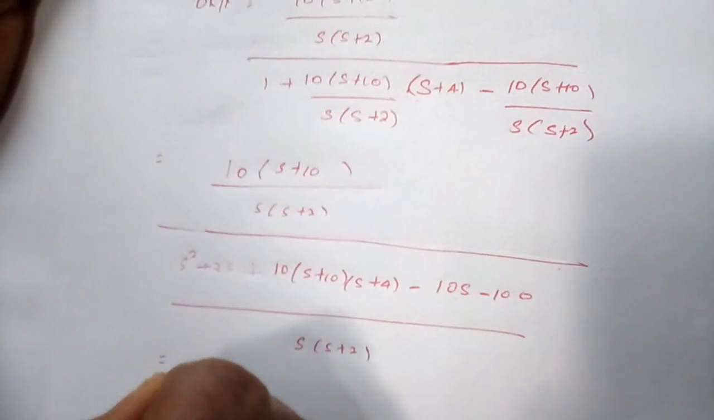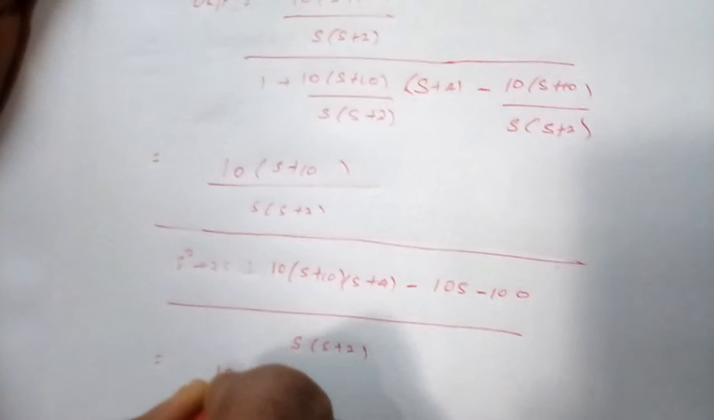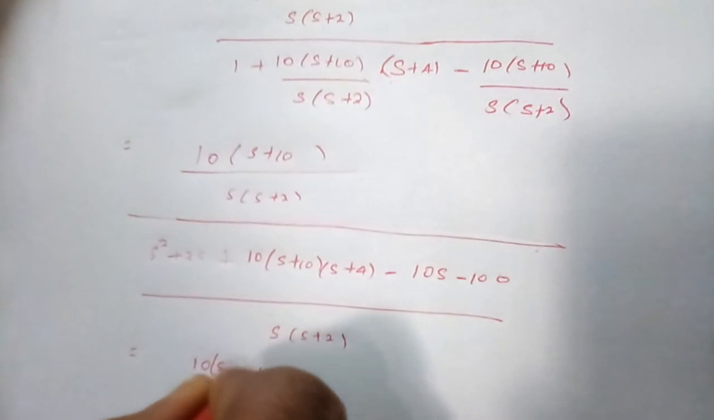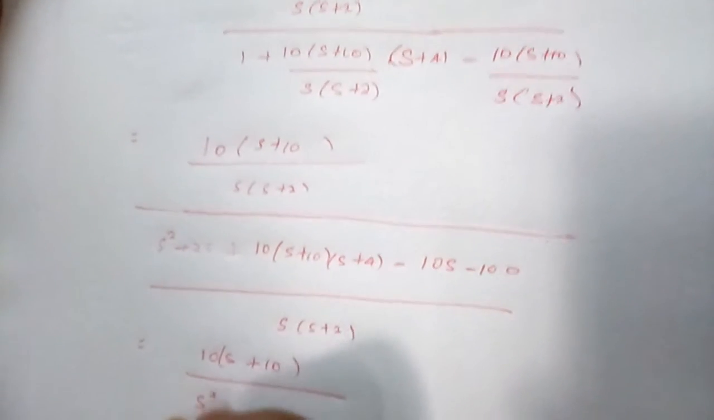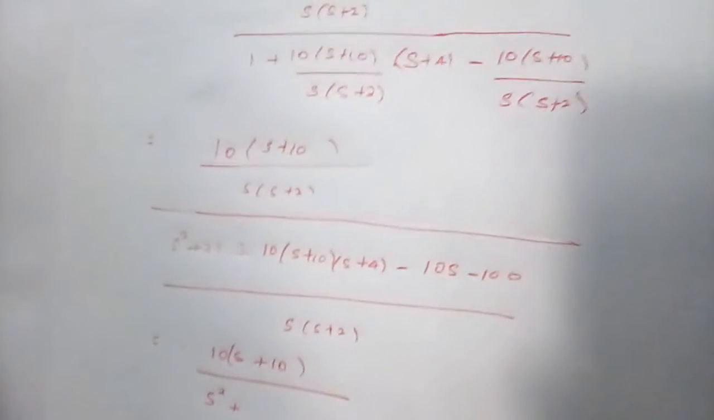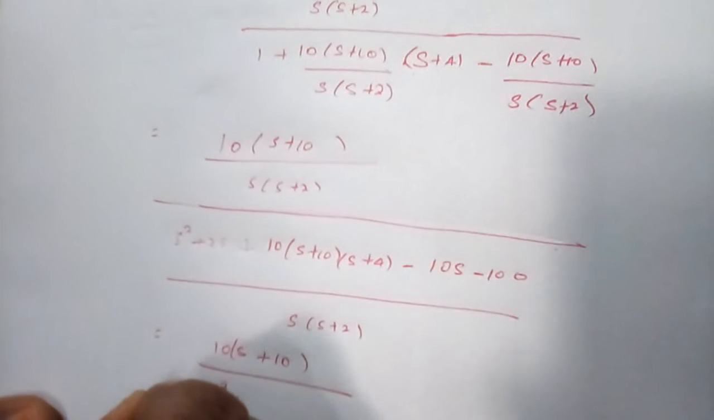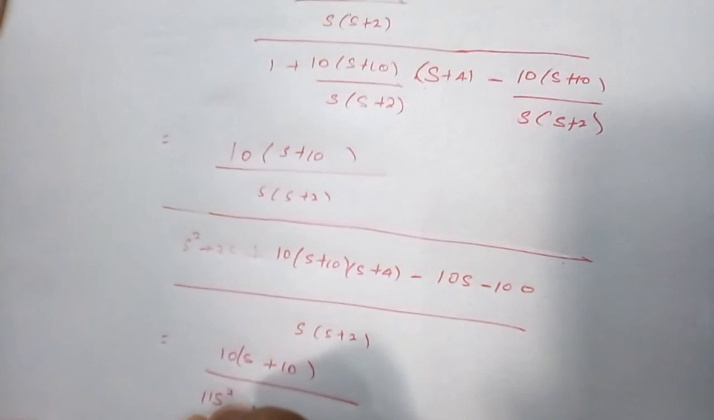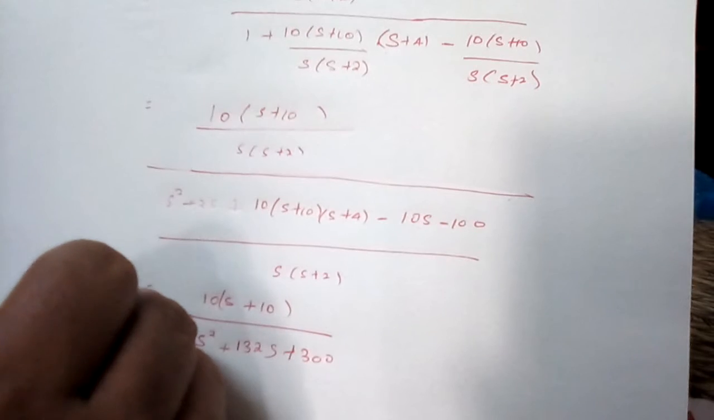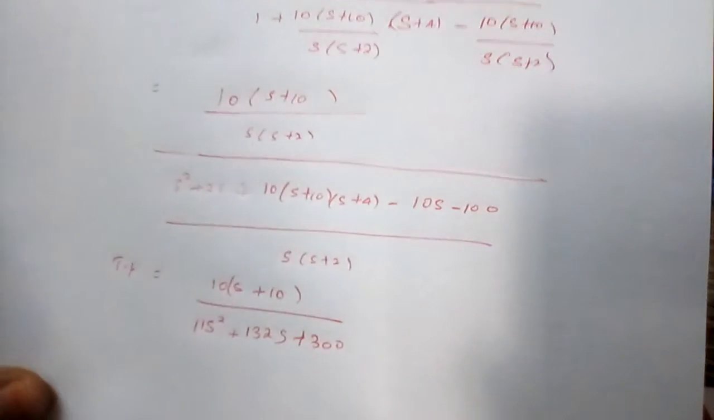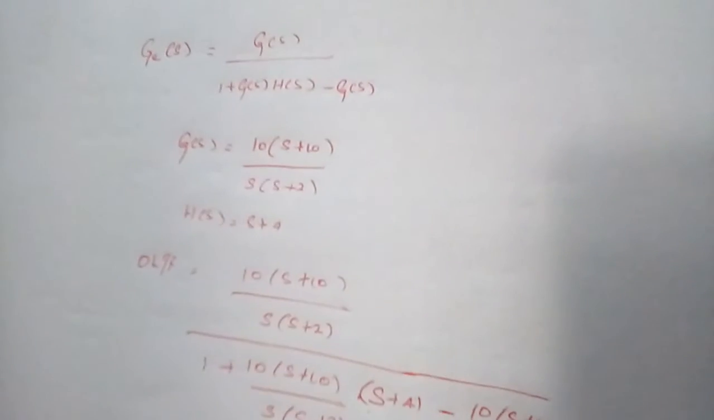Finally, I obtain the expression 10 by s square plus 11s square plus 132s plus 300. This is the transfer function I obtain for the particular block diagram, right? And our aim is to find out what about the error here, right?